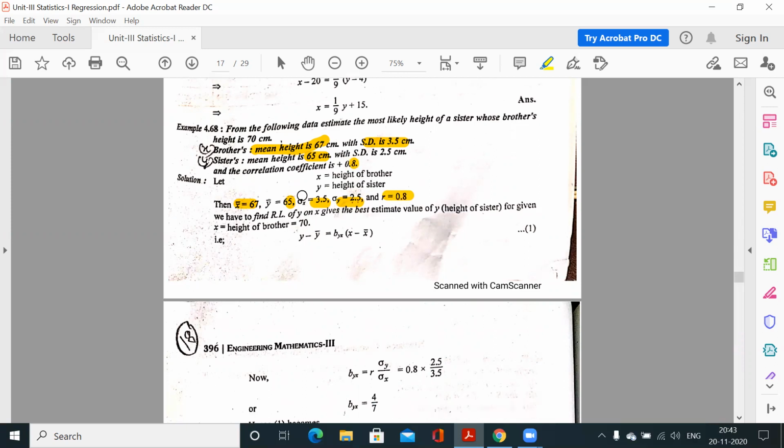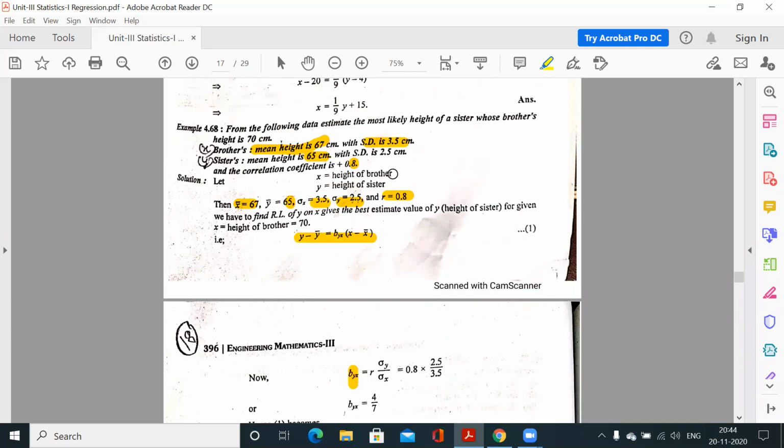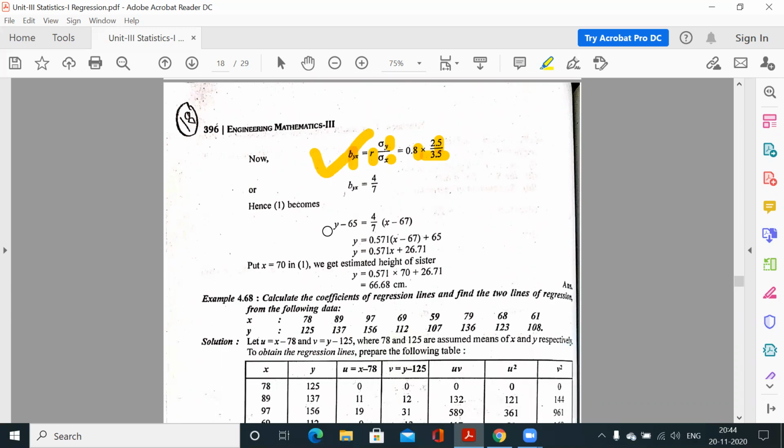In this case, we have to find out the regression lines. It is the y line: y minus y bar equals byx times x minus x bar. We have y bar, we have x bar, and byx. Because we don't know the data, we know the standard deviations and the means. We know byx is in terms of r, sigma y, sigma x. We know r and we know these standard deviations. So directly substitute these values, we will get our byx and substitute here. So this is the y line.